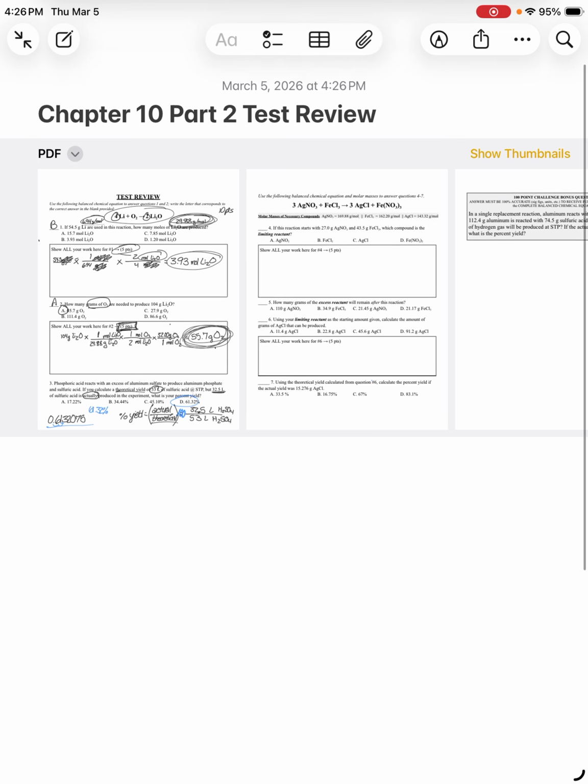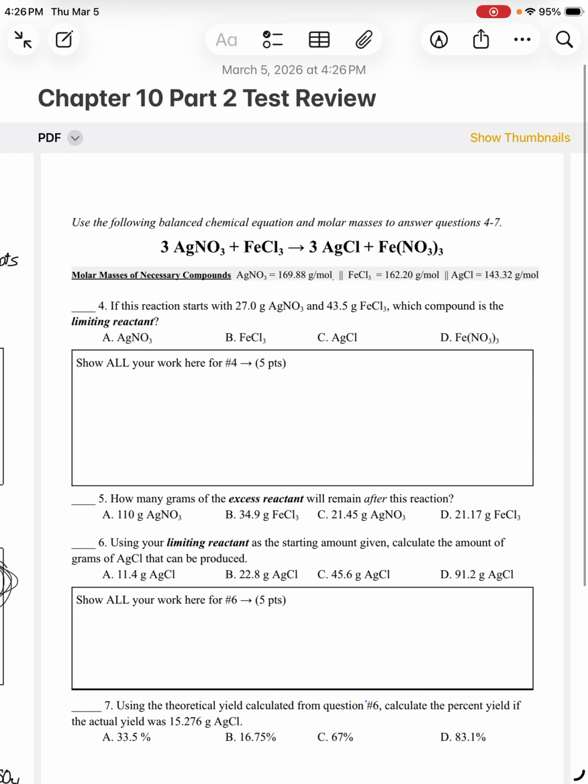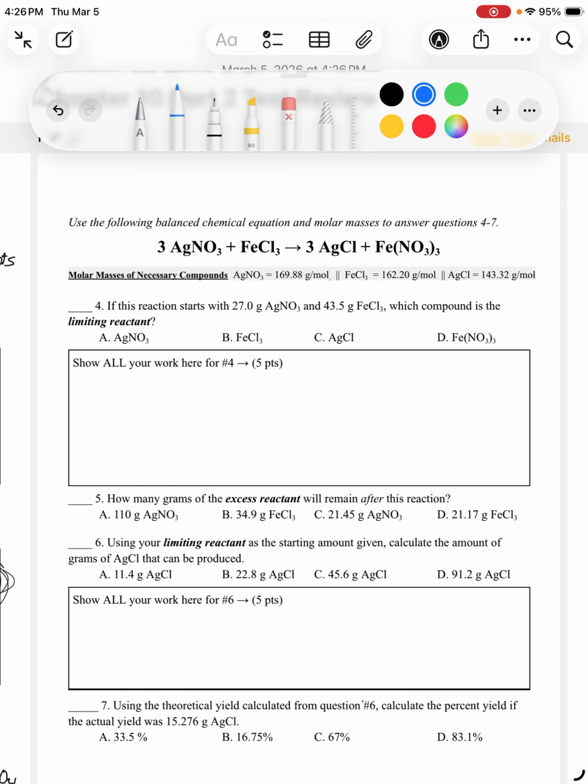Let me go ahead and get to our next page. There it is. All right, let's read the instructions. Use the following balanced chemical equation and molar masses to answer questions 4 through 7. So here's our balanced equation. And there are some molar masses that are given to us, so we don't have to calculate, because it does kind of take a lot of time to get those molar masses, right? So I've given them all to you.